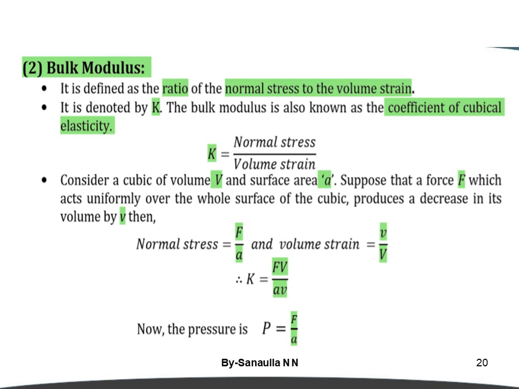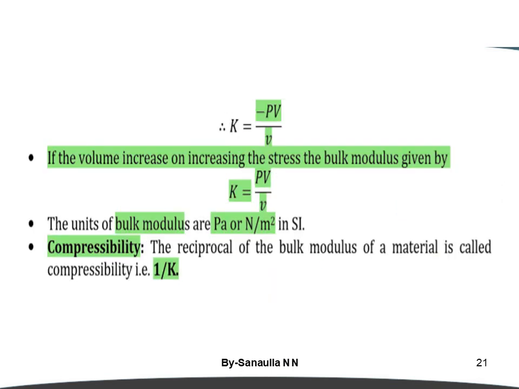Now the pressure is defined as force per unit area, that is P is equal to F by A. Here you can see I just replaced the F by A here. You can see there is a negative sign. If the volume decreases on increasing the stress, the bulk modulus is given by K is equal to minus PV by v. Here the negative sign is why? Because the volume decreases. That's why we have taken the negative. If it increases, then we take the positive sign.